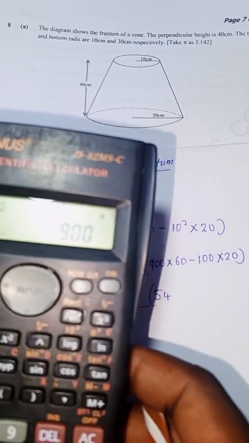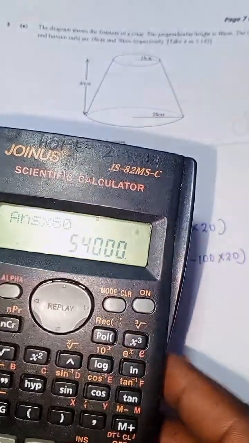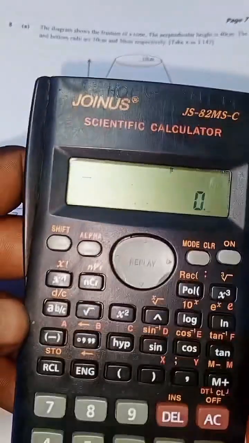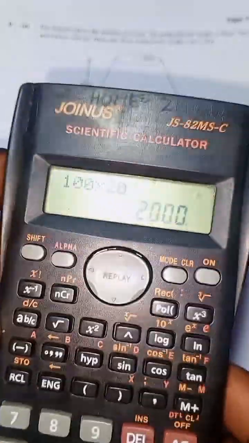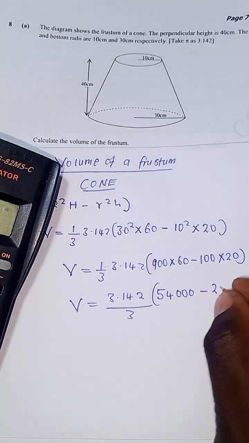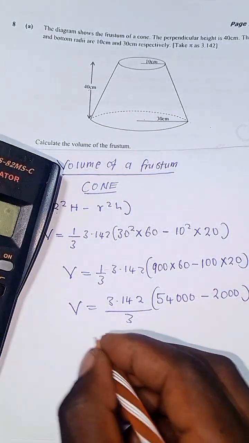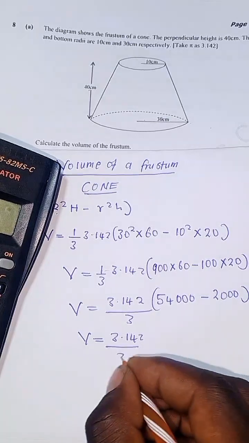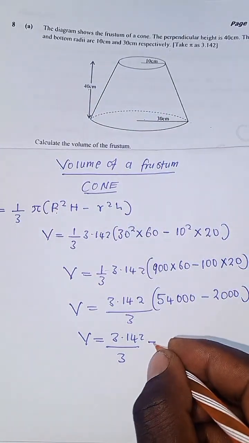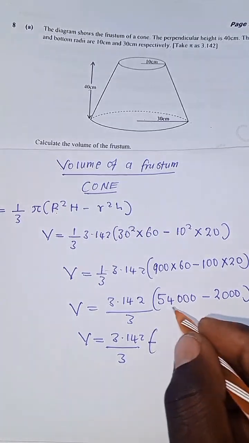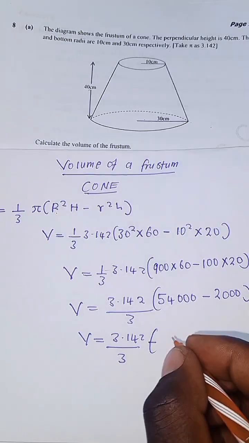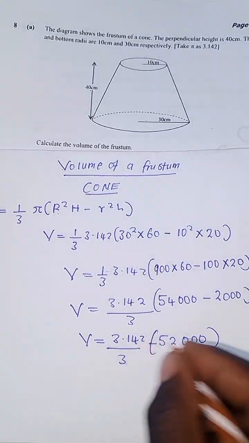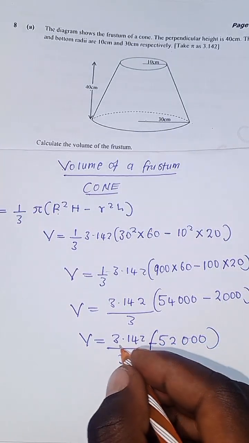Okay, from here you're just going to say volume is equal to 1 over 3 times 3.142. We try to multiply here, we are going to get 54,000. Let me just try to confirm, 900 times 60. Okay, we are getting 54,000 minus 100 times 20. There we are getting 2,000. We can try to subtract, where we are going to have 54,000 minus 2,000. We're going to get 52,000 there.